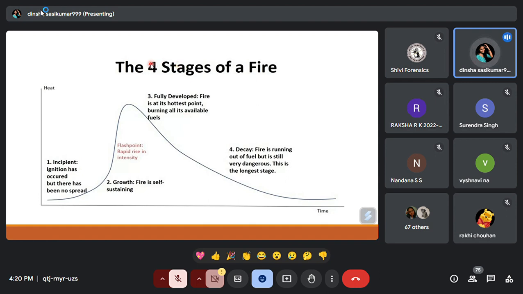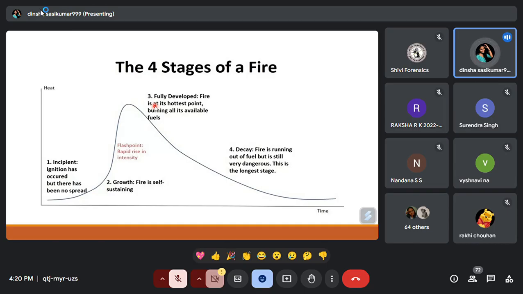Now we are going to discuss the stages of a fire. Actually, there are four stages in a fire. The first one is the incipient stage. Incipient stage is the first stage or the beginning stage. It is the stage where ignition has occurred, but there has been no spread. So the fire just started, but the spread hasn't started yet. So that is the incipient stage.